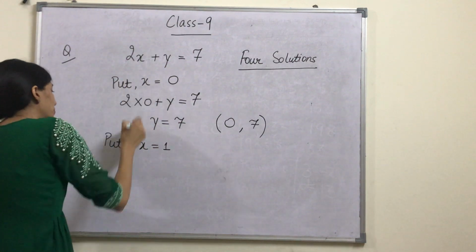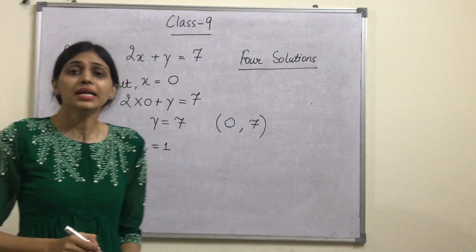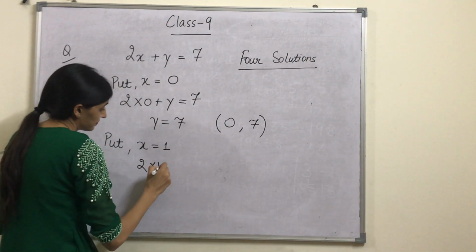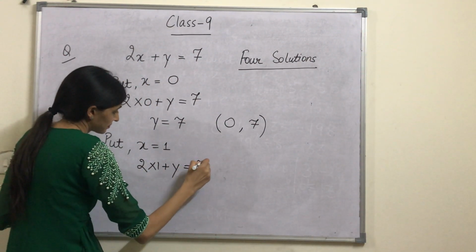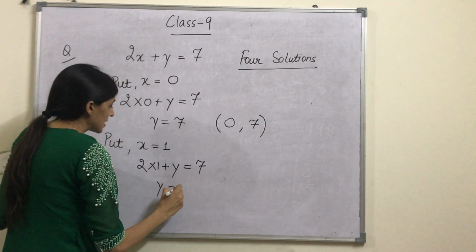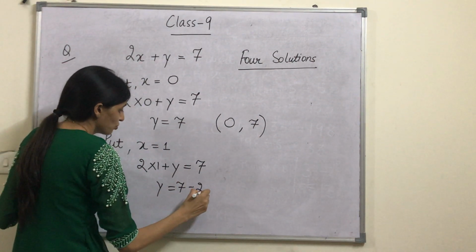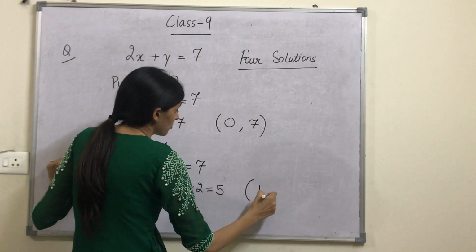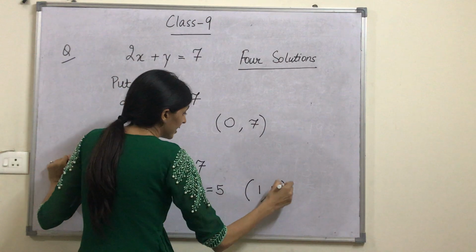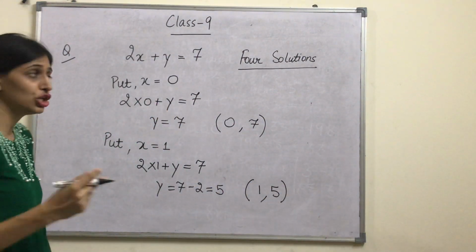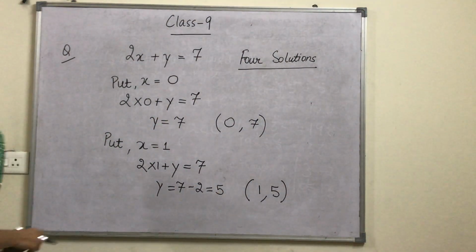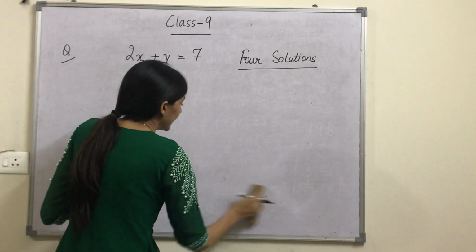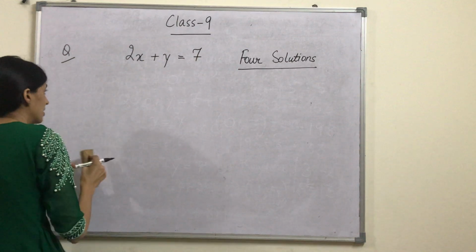It is up to you. You can take any value. Put x equals to 1. y comes out to be 7 minus 2, 5. That means x is 1, y is 5 is another solution. Second solution. Now what you have to do? You have to find the third solution.